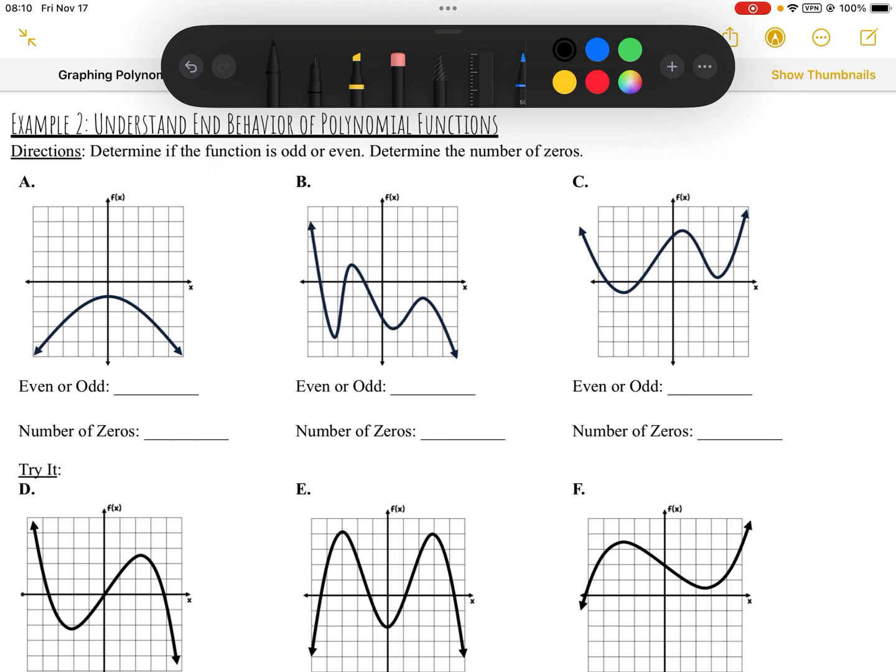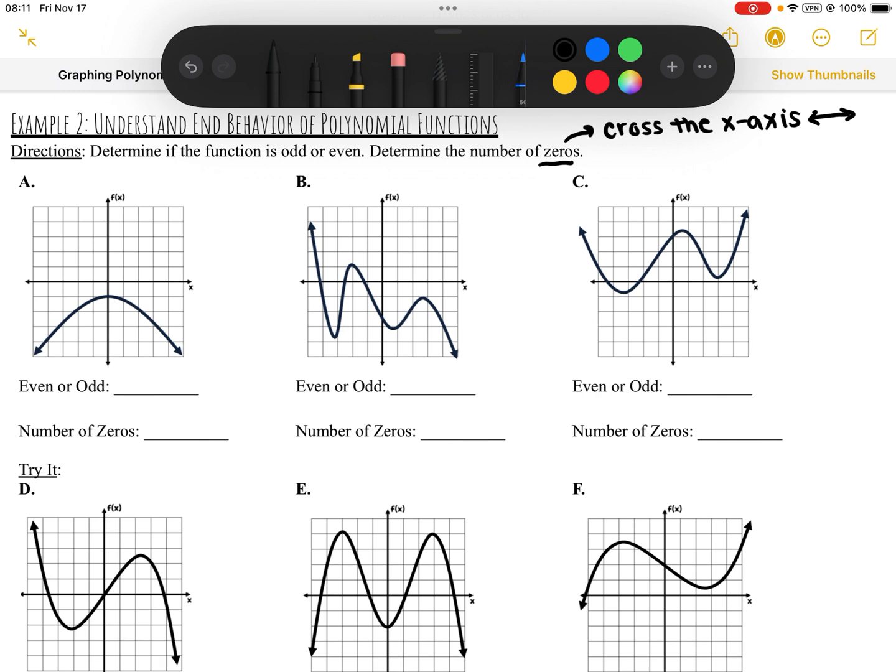So in example 2, we are going to understand end behavior of polynomial functions. So we're going to determine if a function is odd or even and determine the number of zeros. Zeros are when it crosses the x-axis. Okay, so zeros cross the x-axis. Okay, and remember that's your horizontal axis.